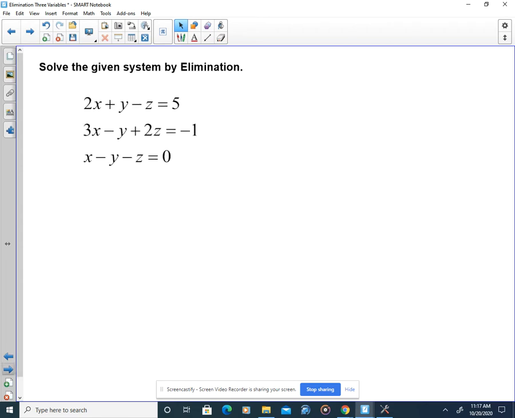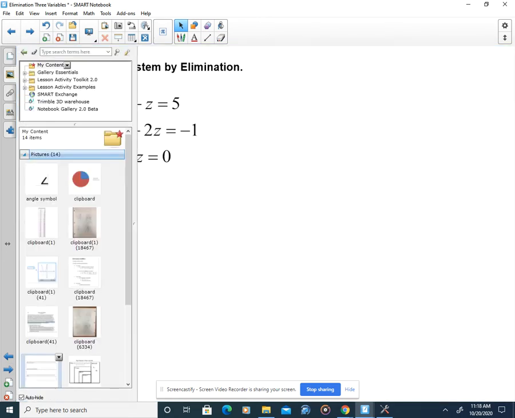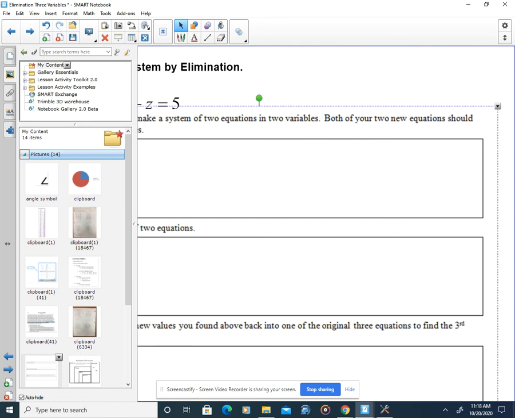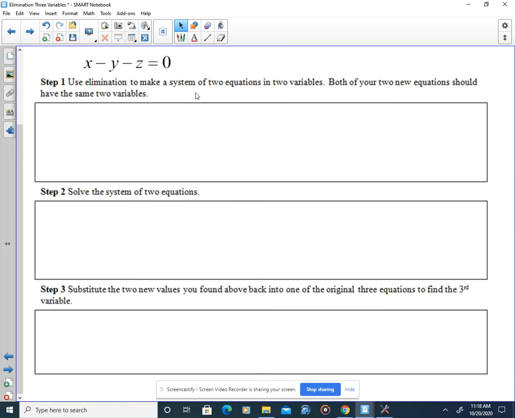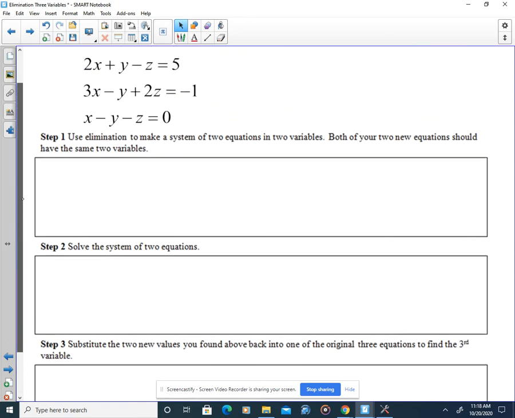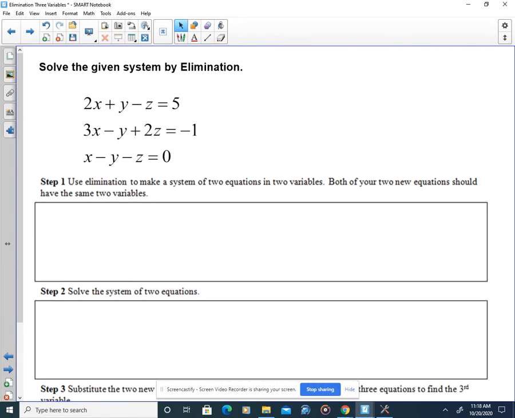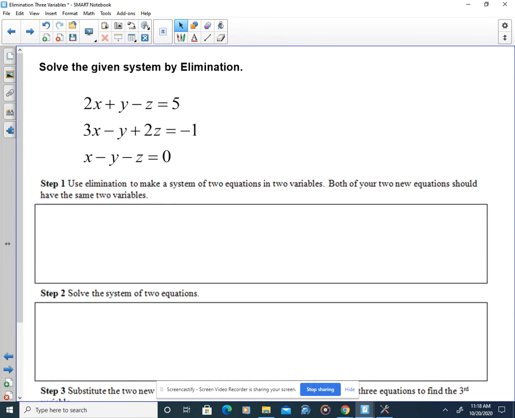So let's look at an example here. Here's a system of 3 equations with 3 variables. The solution is a point that has an x, y, and z coordinate. So I'm going to pull this little template up here that I like to use to help me go through the steps to solving this. Okay? So step 1 says use elimination to make a system of 2 equations and 2 variables. Both of your 2 new equations should have the same 2 variables.